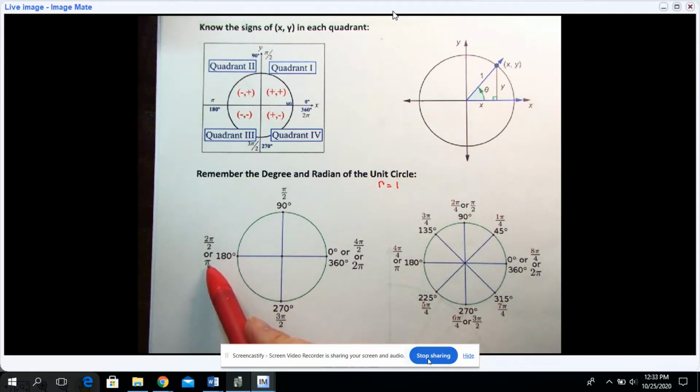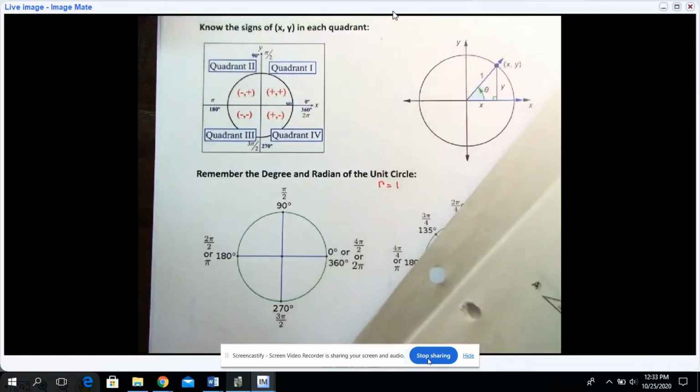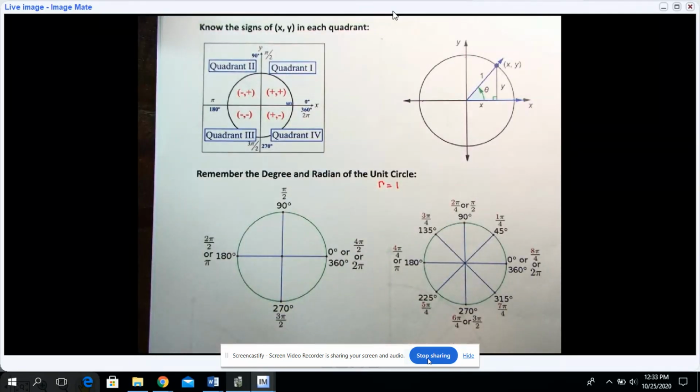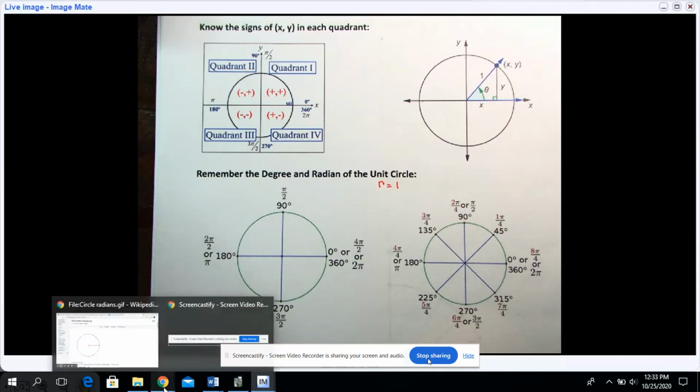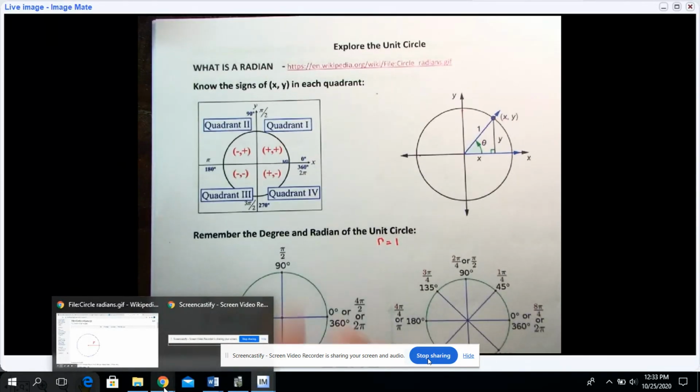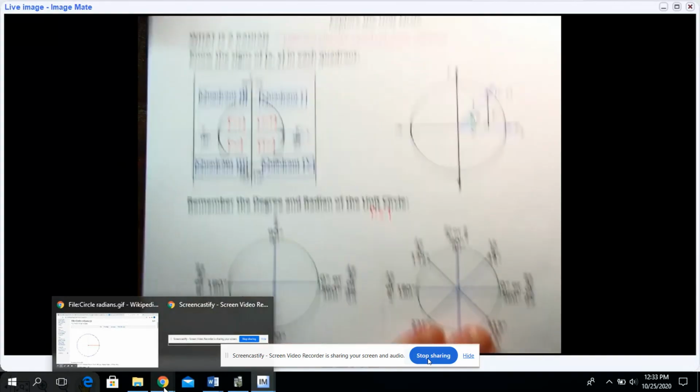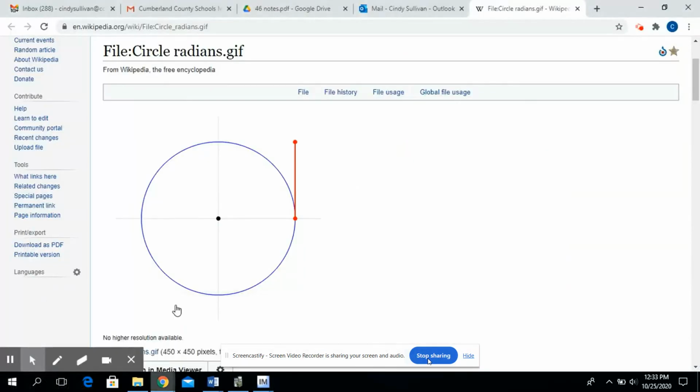So where does this come from? So let me show you where this comes from. If we go to this website right here. So if we go to this website, and so let me start it over.